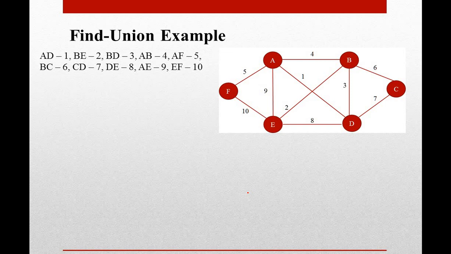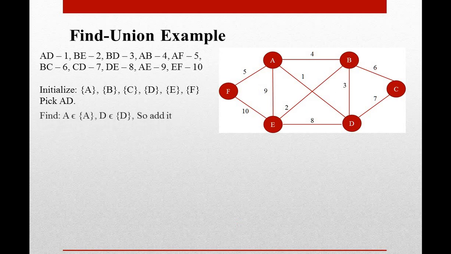So this is our graph, the same graph which we used for generating the minimum spanning tree, and these are the edges with their weights. This is the initialization step, so we initialized all the vertices here. We picked AD, obviously it's fine because that's the first edge. Now we need to check the belongingness. A belongs to set A and D belongs to set D. Both are different sets, so as per the algorithm, we can add it. Let's add it to the minimum spanning tree.